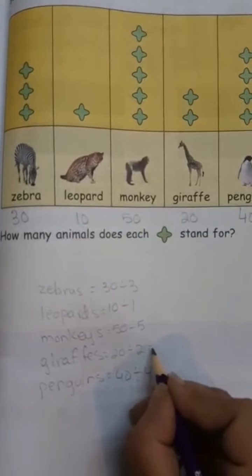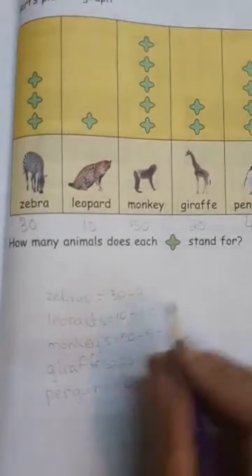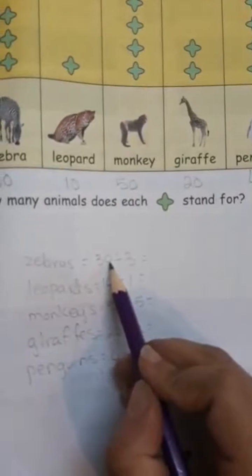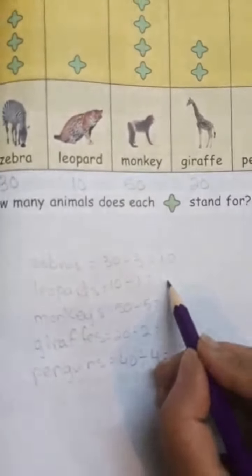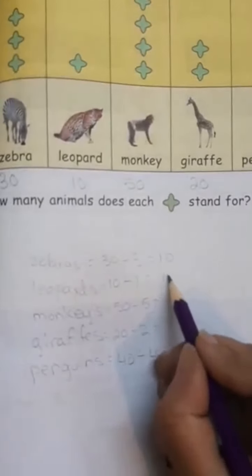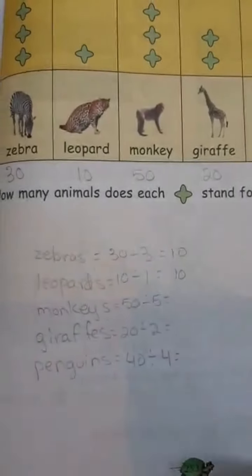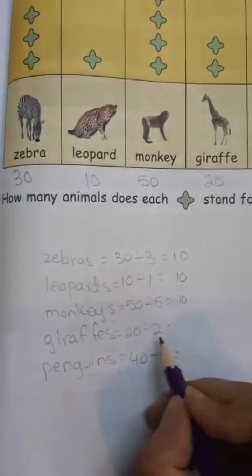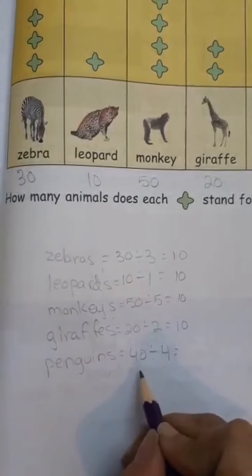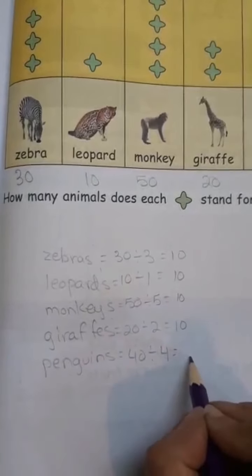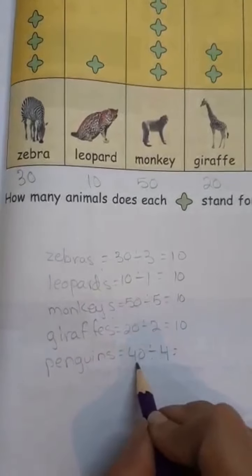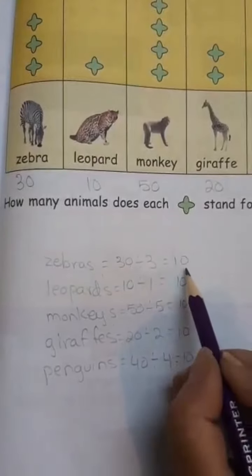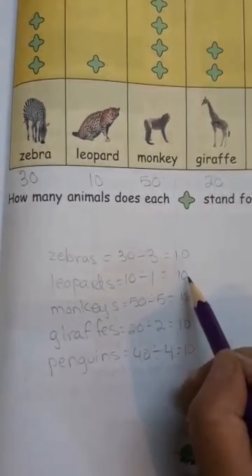Okay. Now, we're working on the 10 times table, you guys. We've done this. What times 3 equals 30? 10. What times 1 equals 10? 10. Monkeys, 50 divided by 5, 10. 40 divided by 4. Again, the question is, what times 4 equals 40? 10. That means that every symbol, you guys, is equivalent to 10.